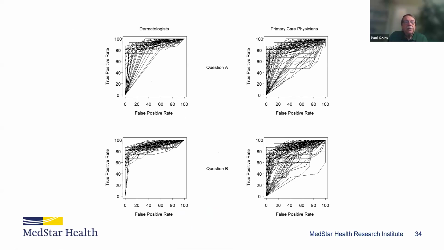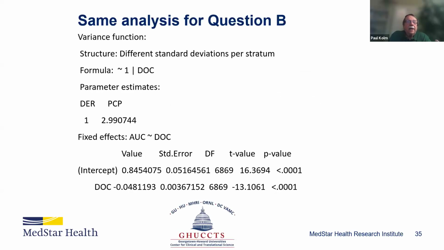And as we mentioned, we can see that the dermatologists are doing better than the primary care physicians, and that, at least the dermatologists are doing better on question B than they do on question A. And then we do the same analysis for question B and get the same result. This question B was just whether it's a melanoma or not.